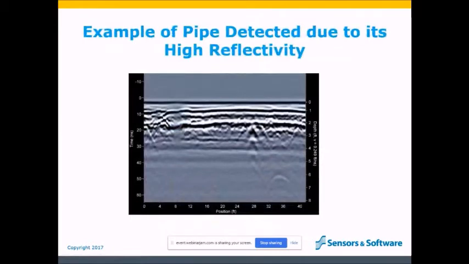Here's an example of what can happen. The contrast with the utility was high enough that even though the GPR signal was very weak at depth, a high percentage reflected from the concrete asbestos pipe, making it just barely detectable with the GPR. And this is a real object. They ended up digging it up after we found it.